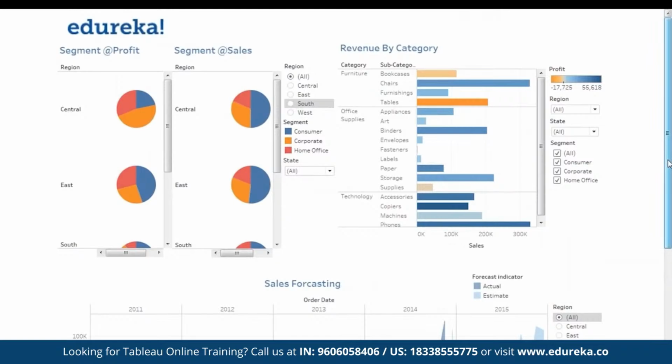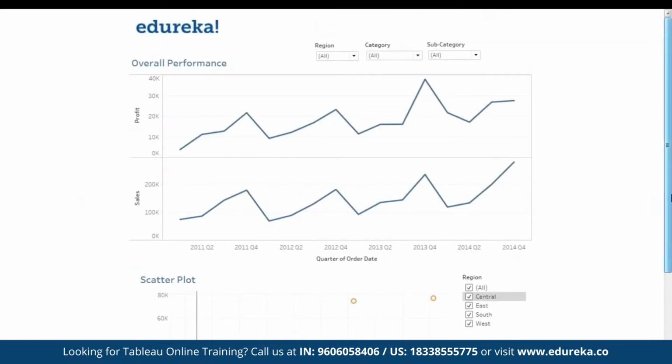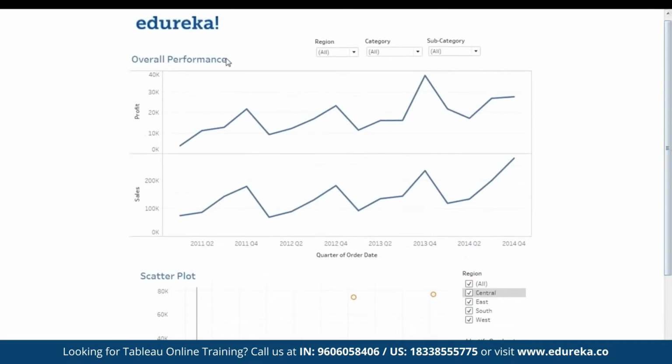So this is what our second dashboard looks like, guys. Segment at the rate profit, sales, revenue by category, and finally the forecasting we have added. Our first dashboard looks like this. So the first two questions which we were supposed to answer, the overall trend and also how the states have performed, are getting answered from this dashboard, right?